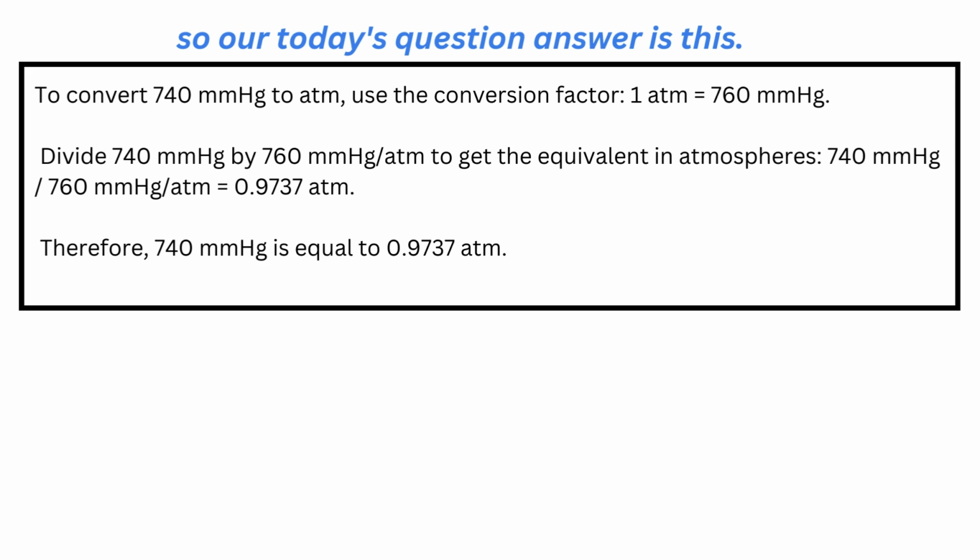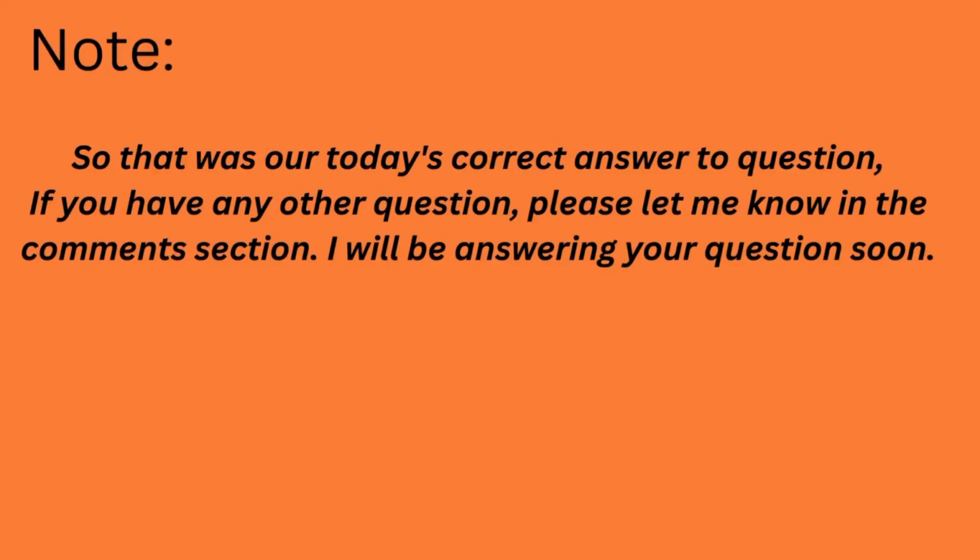740 mm Hg divided by 760 mm Hg per ATM equals 0.9737 ATM. Therefore, 740 mm Hg is equal to 0.9737 ATM. So that was our today's correct answer to the question.